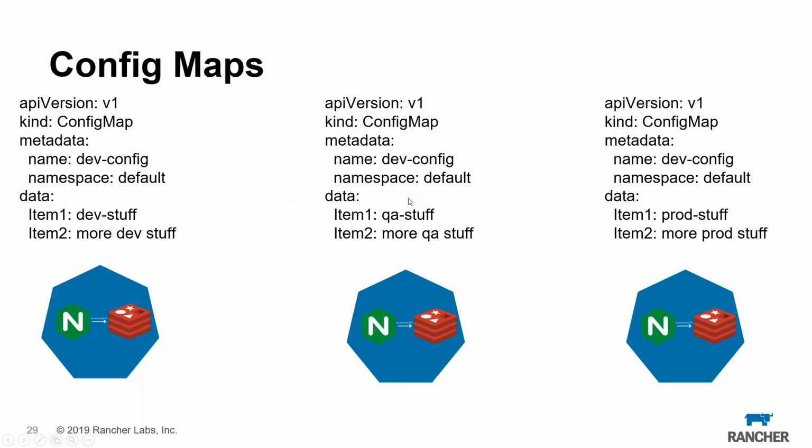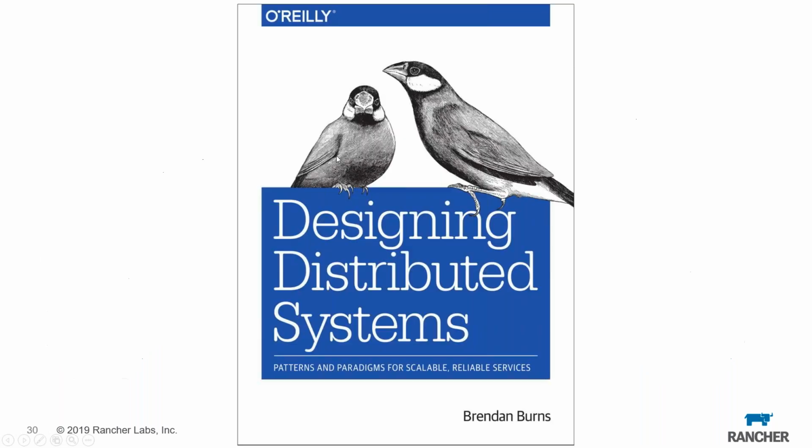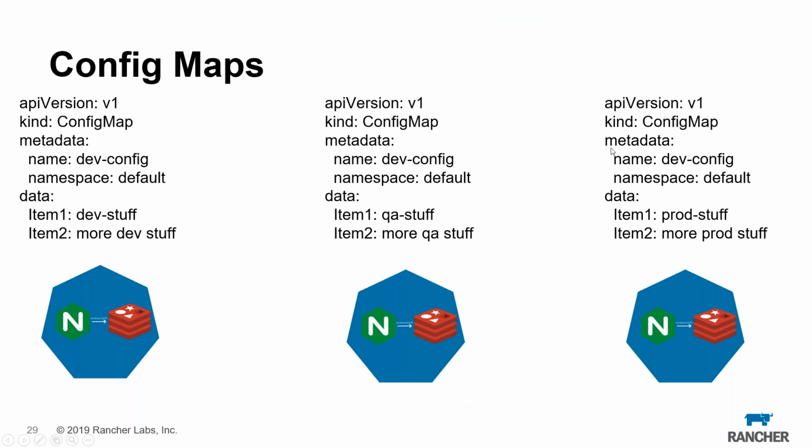So I actually misnamed these. This should say, is that name right? Yeah, that name should be different. This should be QA config and prod config. So ignore the names there. I'll fix that. I keep saying I'll fix that, but I will fix that. I'm actually writing down a note now to fix that.